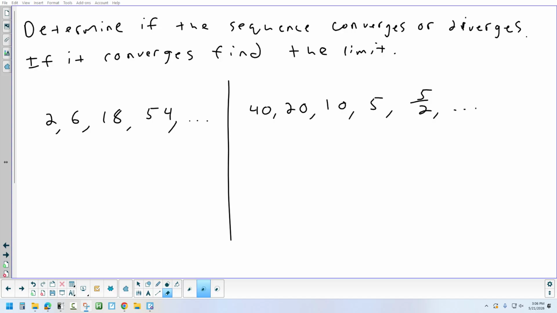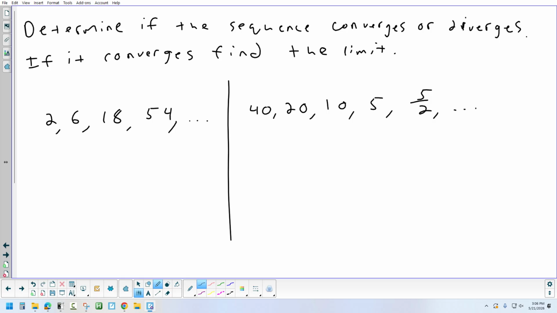The terms are getting closer and closer to 0. Yes, the numbers are getting closer and closer to 0. And if they are getting closer and closer to 0, then we can find the limit, which means to add them all up. So let's look at the first one.